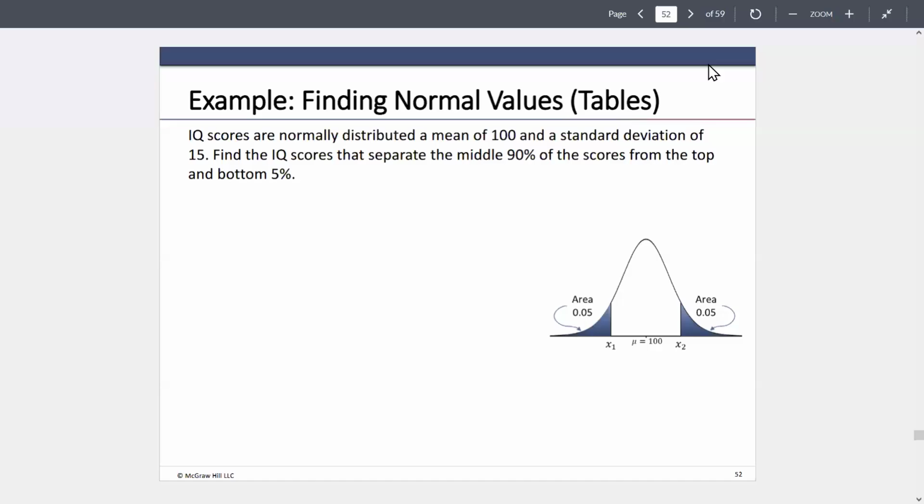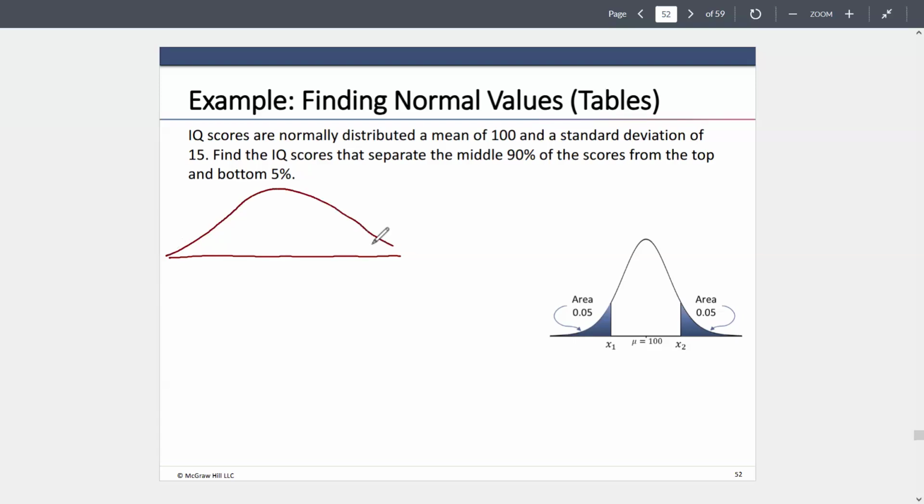All right, so here we want the IQ as normally distributed with a mean of 100 and a standard deviation of 15 still. This time we're going to find the IQ that separates the middle 90% of scores from the top and bottom 5%. So let's go through what this means again.